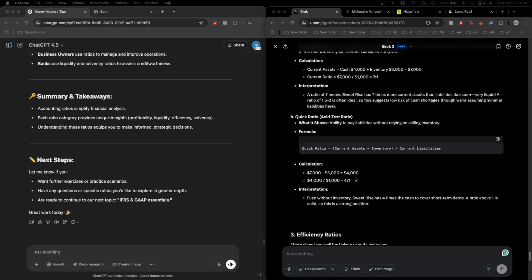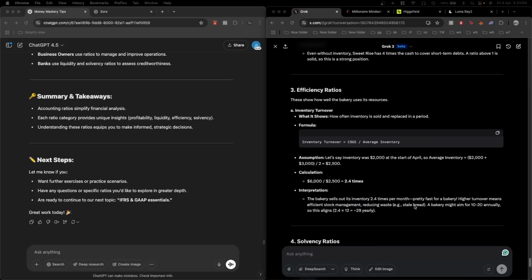So what is the interpretation? Even without inventory, Sweet Rice has 4 times the cash to cover short-term debts. A ratio above 1 is solid, so this is a strong position.